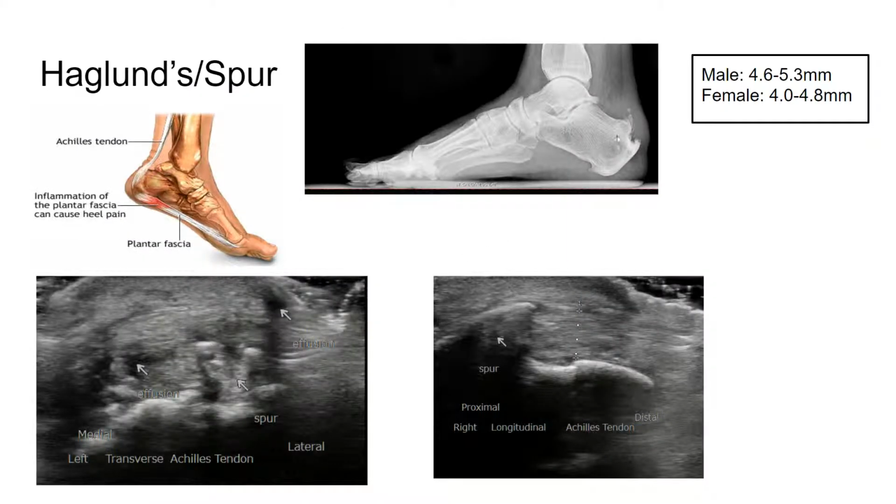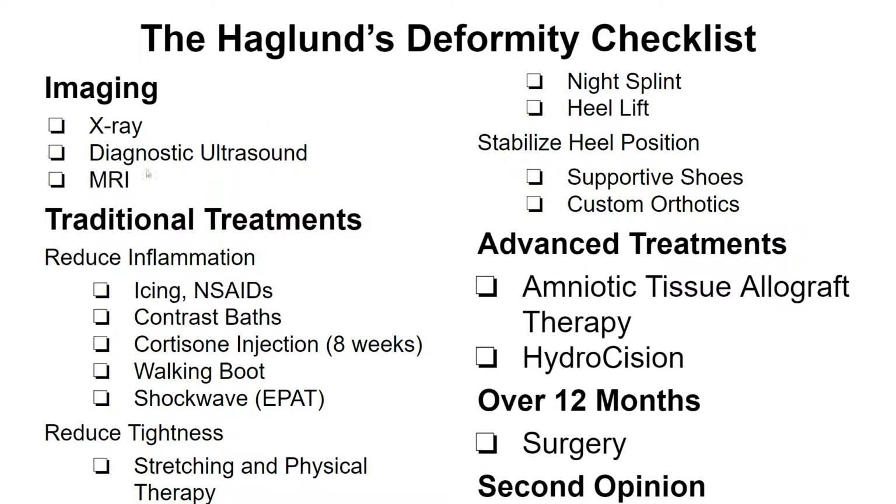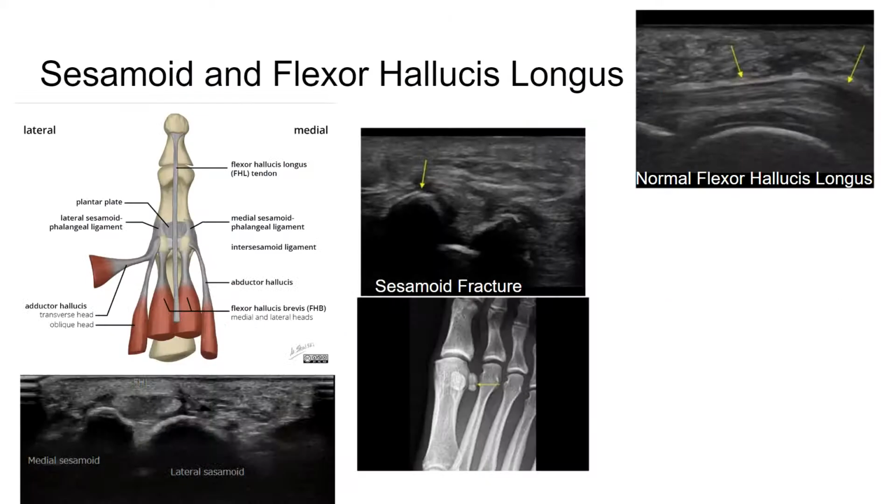Haglund's or a spur in the back of the heel region. I might do the ultrasound back there as well. Here's some normal ranges. Once again, this is of the Achilles, but we're going to measure that and see if there's any spurs in the back of the heel region, and different types of treatments with physical therapy, heel lifts, things like that for the Haglund's deformity.